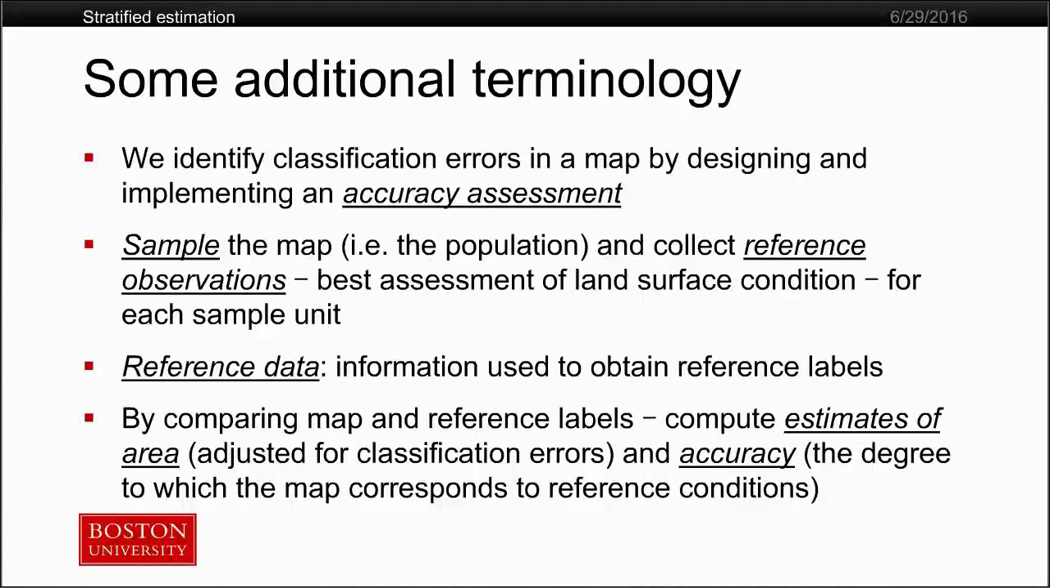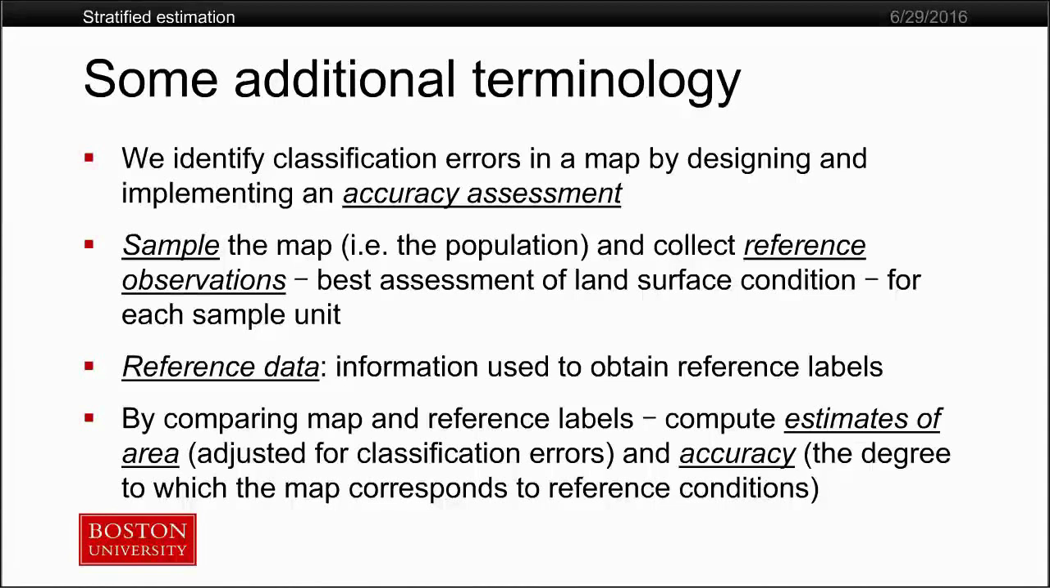Then for each unit in our sample, we need to collect reference observations. In the polling example, the reference observation might simply be asking a voter who he's going to vote for. In this case, we can't ask the pixel what it is. We're going to have to take a look in various data to see what's really going on at each individual sample unit. So it's the best assessment of the land surface condition, right? Has this pixel experienced deforestation, for example, or is it just stable forest? Is it stable non-forest? Is it agriculture, and so on and so forth?